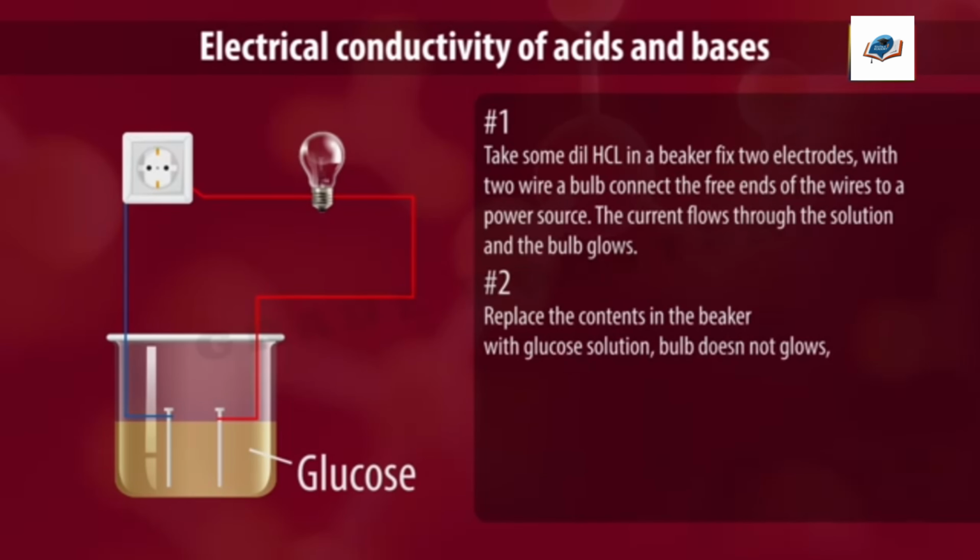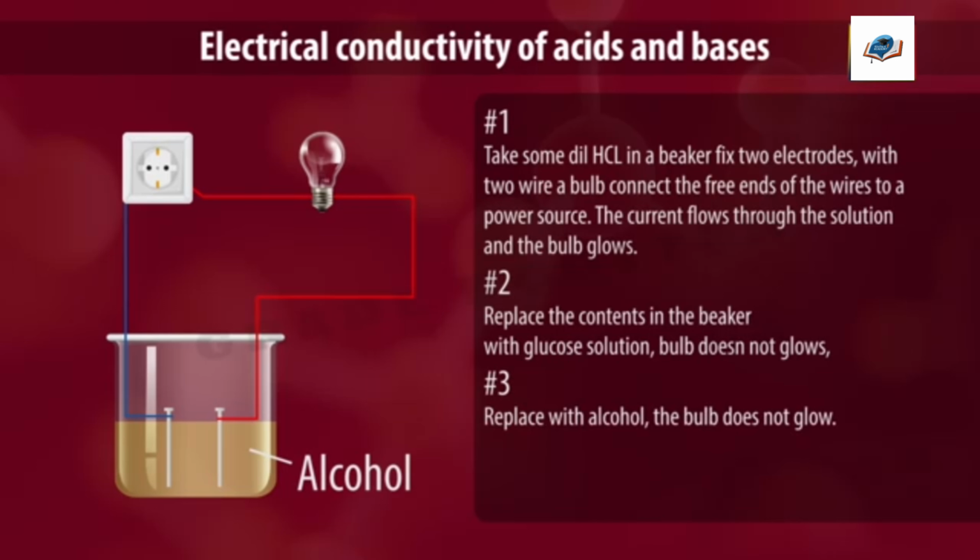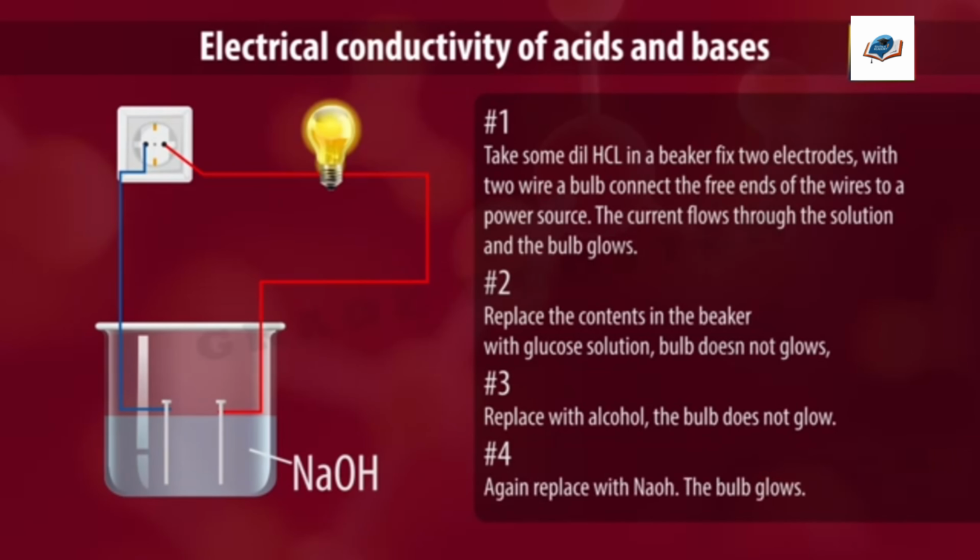Now replace the contents in the beaker with glucose solution. Earlier we had taken HCl, so in place of that we are taking glucose. Now the bulb does not glow. Again replace the glucose with alcohol. Even with alcohol, the bulb does not glow. Now again replace the alcohol with sodium hydroxide. Now the bulb glows.